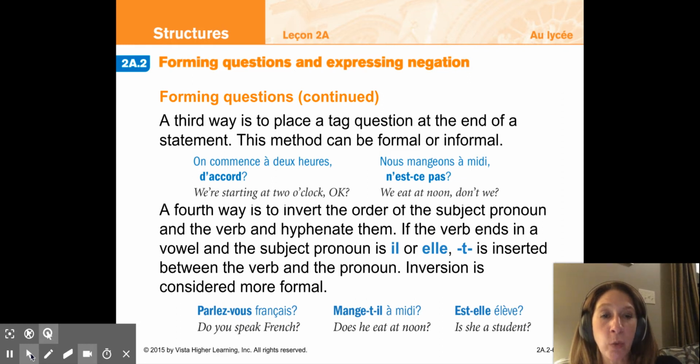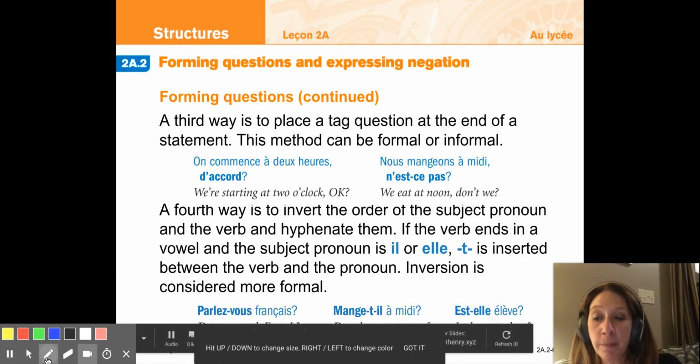A fourth way that we're not going to spend a lot of time on, but I do want you to recognize it in case you see it. You should recognize that it's a question because there's a question mark at the end of the sentence, but just in case, I just want you to understand. Another way is to invert the order of the subject pronoun and the verb and then to put a dash in between them. So, for example, parlez-vous français? Do you speak French? You're probably very familiar with hearing that. Parlez-vous français? You just didn't realize that it was using that particular type of verb form. Parlez-vous français? That's inversion.